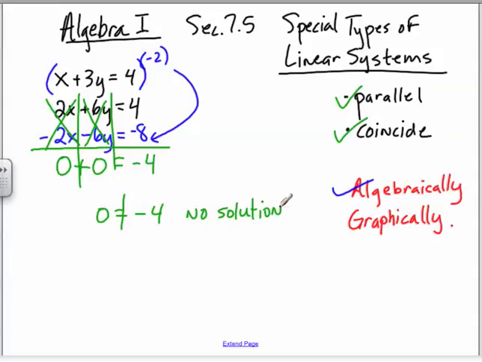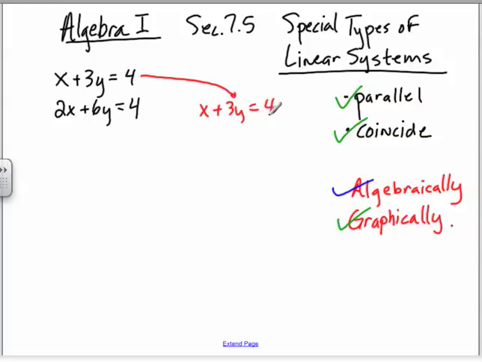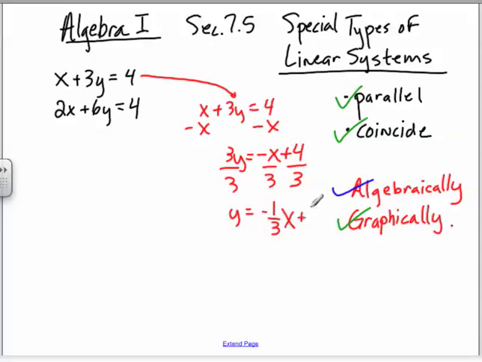But I'm actually going to take these out now, and I want to use this system again, and I want to check it graphically. Alright, so I'm going to change both of these lines so that they're in slope-intercept form. So I've got x plus 3y is equal to 4. I'm going to subtract x from both sides, and I get 3y is equal to -x plus 4. And then I'm going to divide by 3, I'm going to get y is equal to -1/3 x plus 4/3.